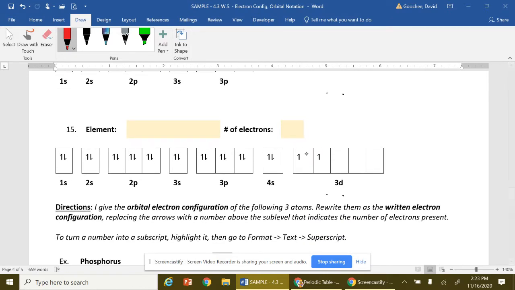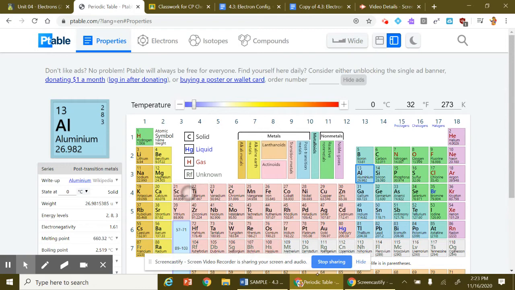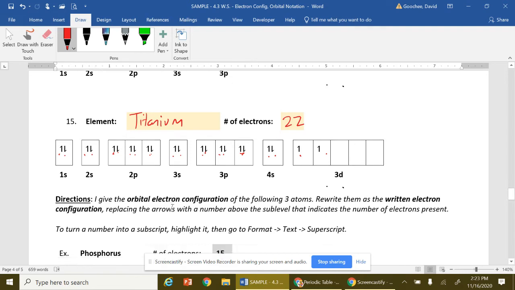Next one. 1, 2, 3, 4, 5, 6, 7, 8, 9, 10, 11, 12, 13, 14, 15, 16, 17, 18, 19, 20, 21, 22. 22 electrons. If I go to the periodic table, element 22 is titanium. So this is titanium. Ain't so bad. This is probably the easiest problem on this worksheet.